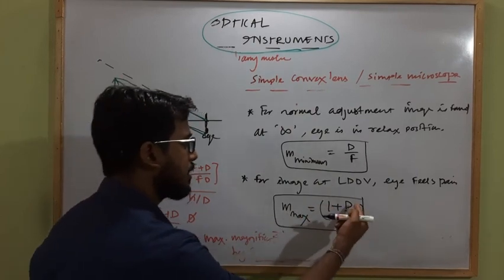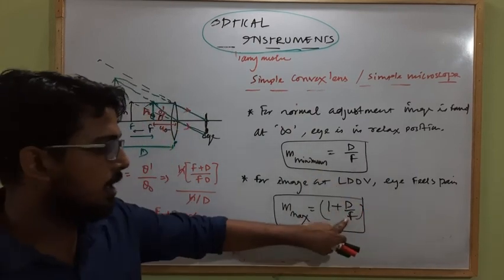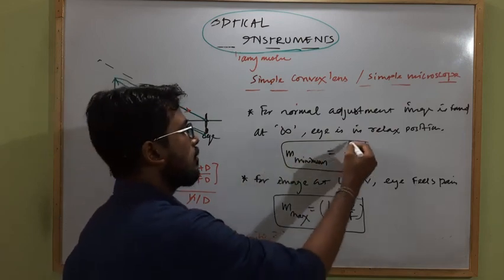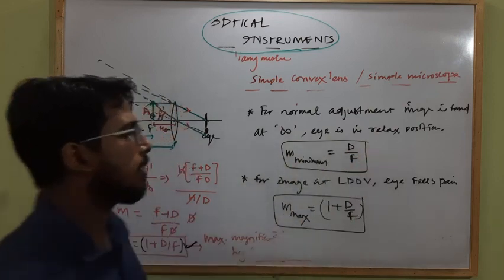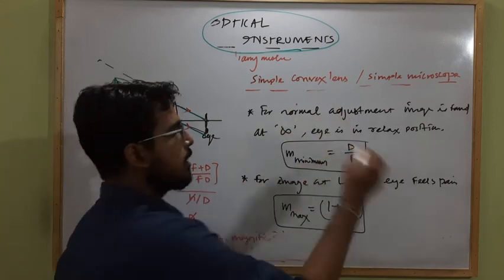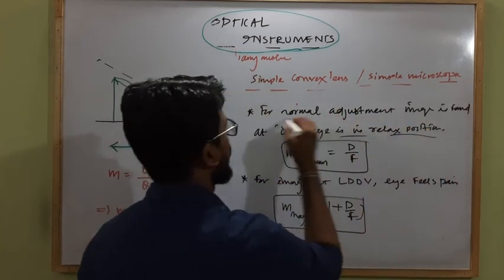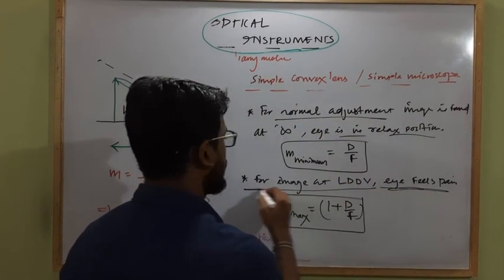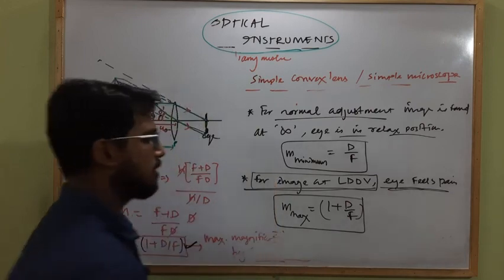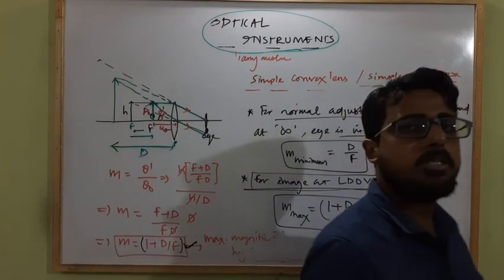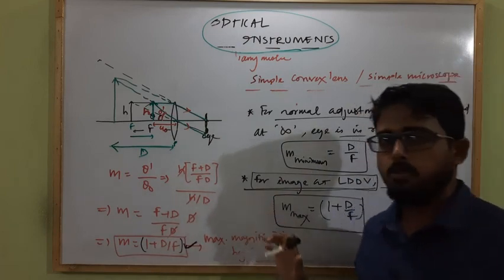What is d? Least distance of distinct vision. f is the focal length of the microscope. And for minimum magnification, the magnification is d by f, where f is the focal length of the simple microscope and d is the least distance of distinct vision. Here the eye is in relaxed position, which is known as normal adjustment. Here the eye feels the pain, and this is known as the adjustment at least distance of distinct vision. Clear? This is how the magnification is obtained by using a simple microscope.